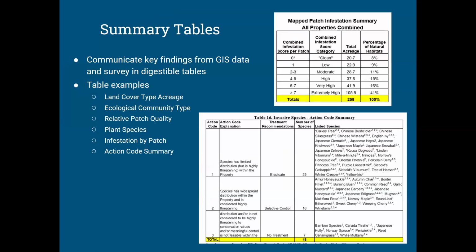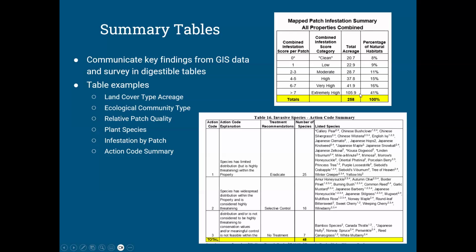And then we make lots of summary tables. So we communicate the key findings from the GIS and the survey data, try to break it down as much as possible. So with land cover, ecological communities, patch quality, plant species, infestation levels, action codes. So this is one. For all of the spots, 8% of the entire site was considered clean.